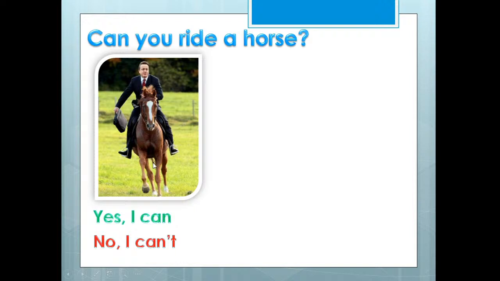In this picture, there's a man riding a horse, right? This man is riding a horse. So, if you can ride a horse like this man, you can answer me, yes, I can. I can ride a horse. If you never did it before, you can answer me, no, I can't. Right? So guys, let's answer this question in the chat.